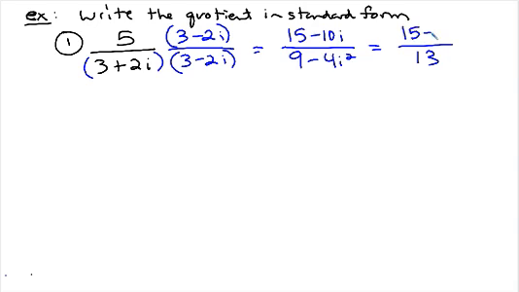So 15 minus 10i over 13 is an okay answer, but we typically don't leave it all over 13 if we're writing a complex number. It'd be better to split it into two fractions and make it 15 thirteenths minus 10 thirteenths i, like that.